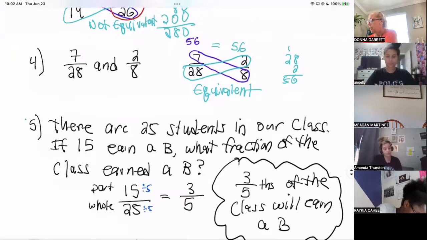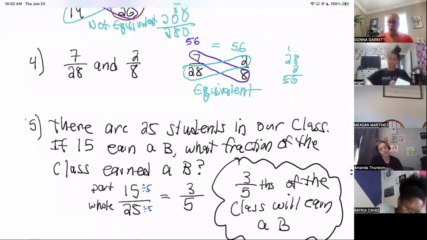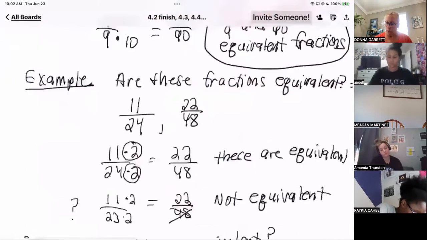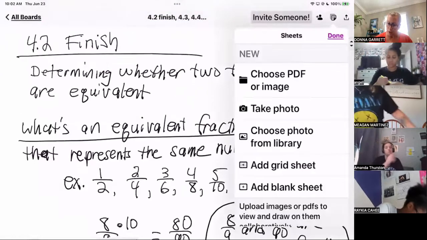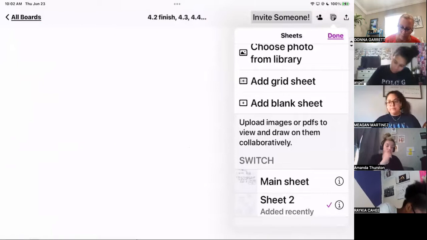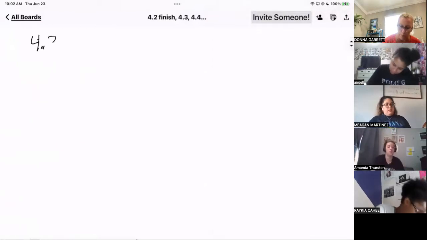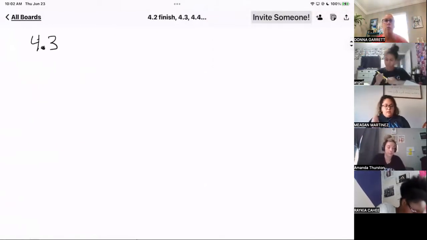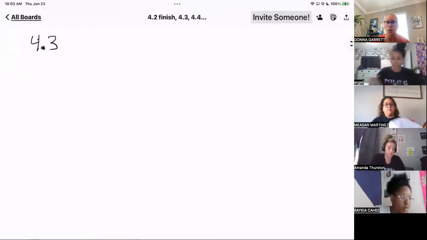All right, that section's done, and we are now on 4.3. I'm going to turn a page to start 4.3. Get a new page. Now we start actually adding, subtracting, multiplying, and dividing our fractions. We start with multiplying and dividing.